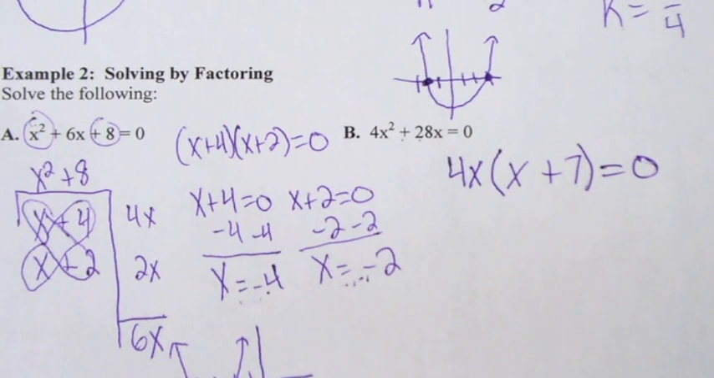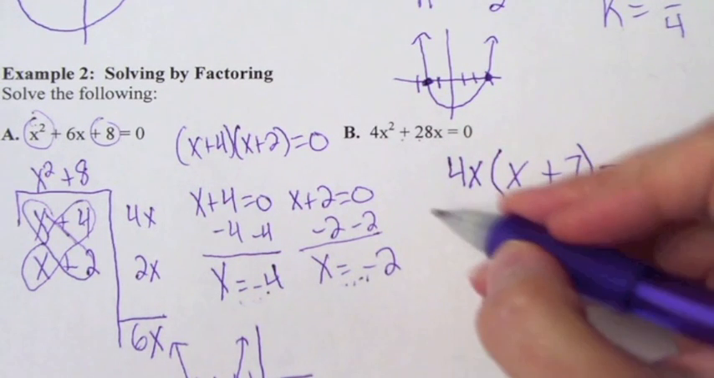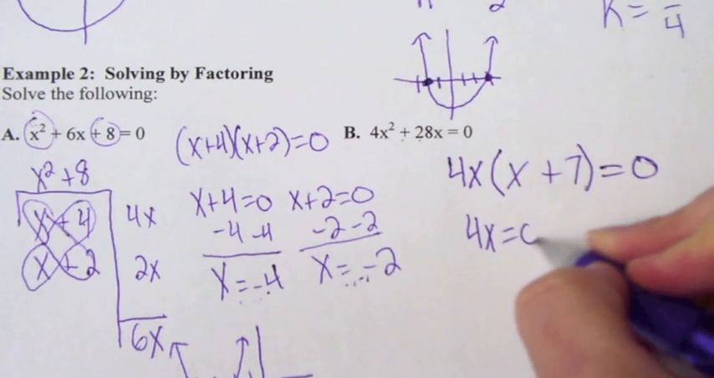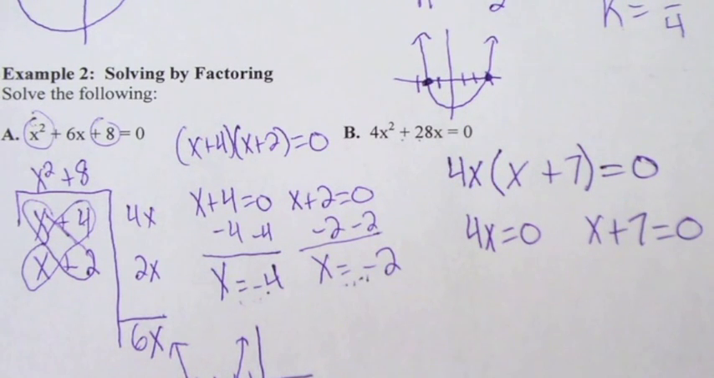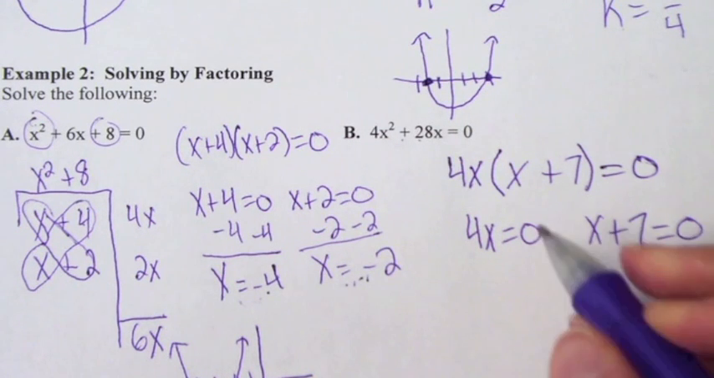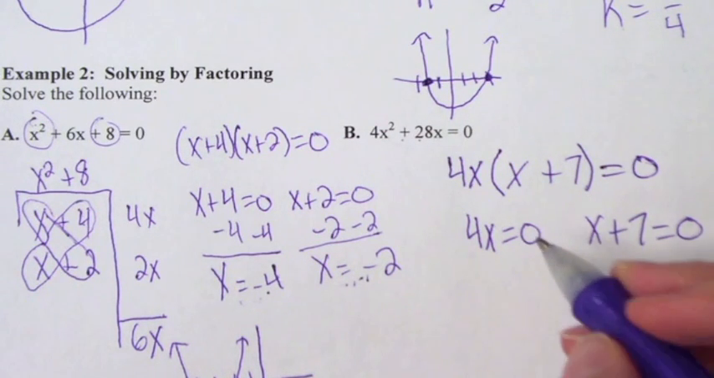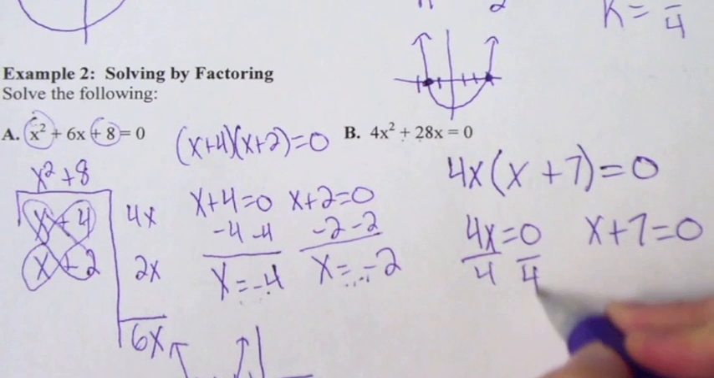So some of them you won't have to hangman. Some of them you may just have to factor something out of all of it, and then you're good to go. So here we have 4x equals 0, and we have x plus 7 equals 0. What do we do with this 4x equals 0? What's our first step? Subtract 4. No, not subtract 4, divide. And you get x equals 0.